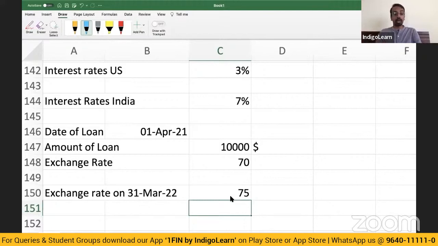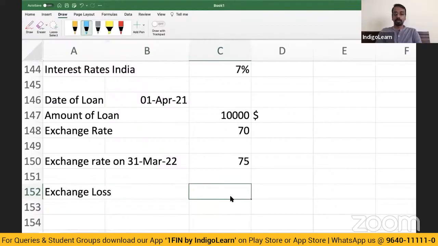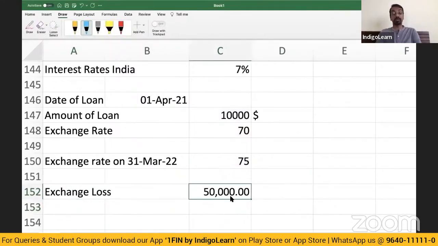Now what happens here? How much is the exchange loss? You borrowed at 70 and now you have to pay 75. What is the exchange loss? It is 75 minus 70 rupee per dollar, multiplied by $10,000. You have an exchange loss of 50,000.